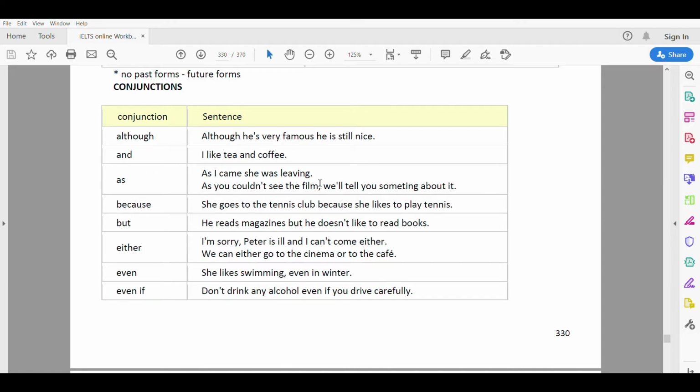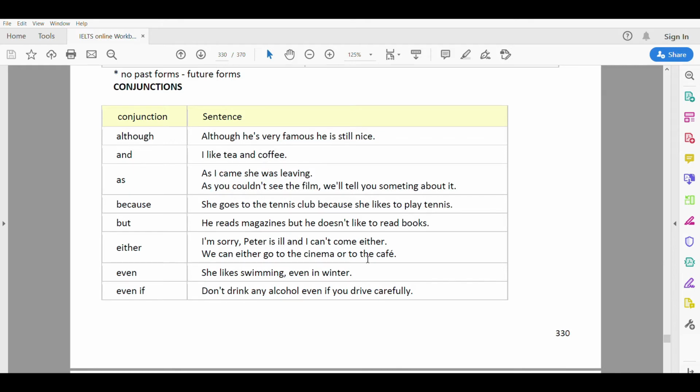So why we used comma here? The reason we used comma, because this is an independent clause and this is a dependent clause. So when you use a dependent clause before an independent clause, you always use a comma to separate two sentences. So in this case, our connector is as.